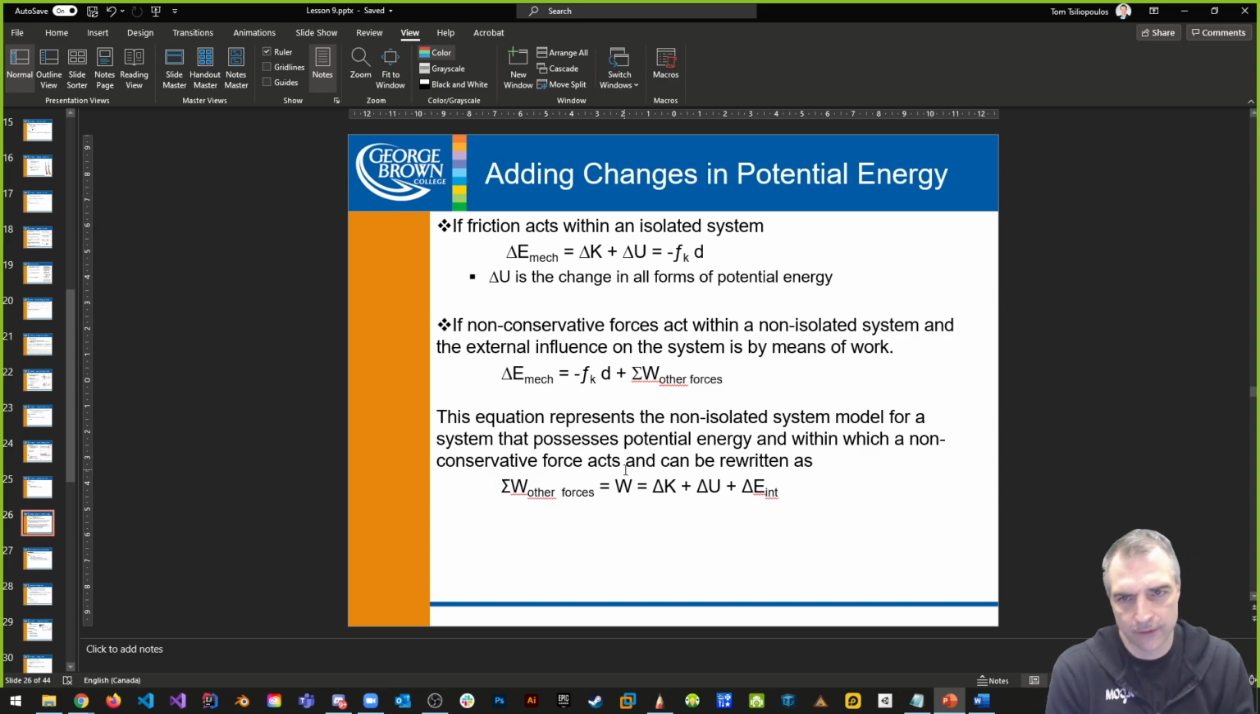You can also add changes to potential energy. For example, if I have mechanical energy, so again, mechanical energy in the form of energy transfer from sound or from water, some kind of mechanical wave that transfers across the system boundary, then the change in mechanical energy is equal to the change in kinetic energy plus the change in potential energy, which is equal to a negative coefficient of kinetic friction times the distance. Okay? That's how they figure this out.